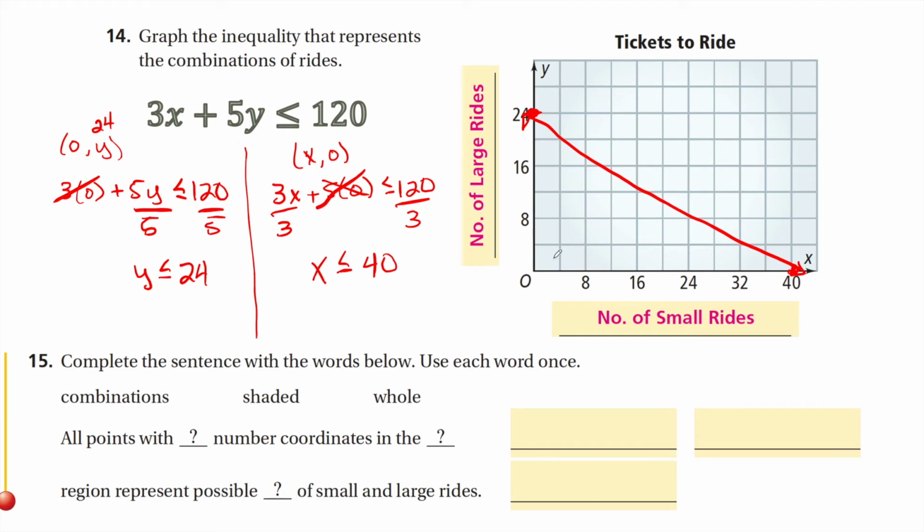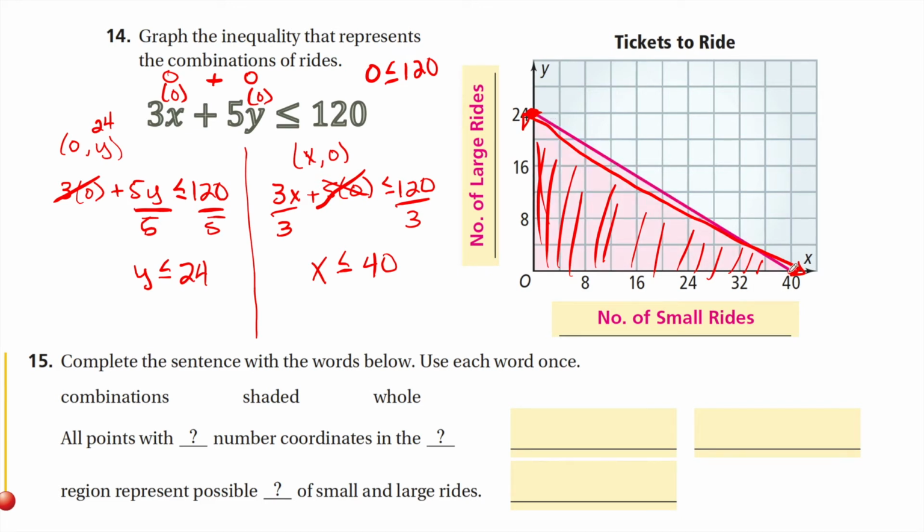So let's plug in 0, 0. If I plug in 0, 0, that actually becomes very easy, right? Because 3 times 0 is just going to give you 0, and 5 times 0 is, again, going to give you 0. So 0 plus 0 is less than or equal to 120. Well, 0 is, in fact, less than or equal to 120, and therefore, since it does work, we are going to shade downward towards that point 0, 0, because all of these points will make this true. We can't go above it. Therefore, we'll get a graph that looks similar to this.